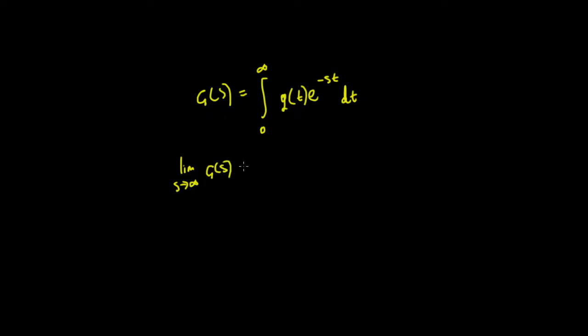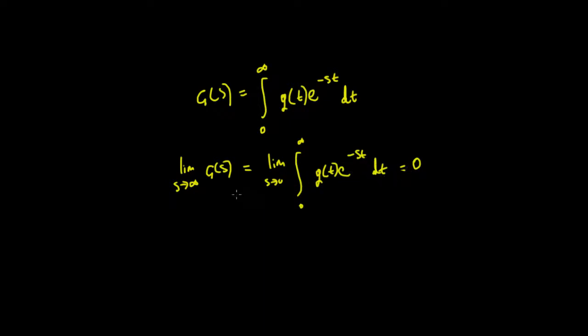Okay, so now if we were to take a function g of t, and we Laplace transform the function g of t to give the function g of s, then if we were to look at the limit as s tends to infinity of this function g of s, we could write that down as the limit as s tends to infinity of the integral from 0 to infinity of g of t e to the minus st dt. Now we know that this is going to tend towards 0, because as s tends to infinity, this whole value e to the minus st tends towards 0, so the whole thing will tend towards 0.